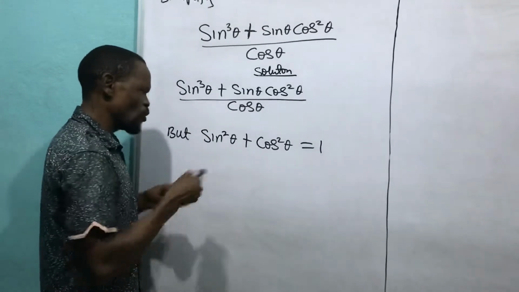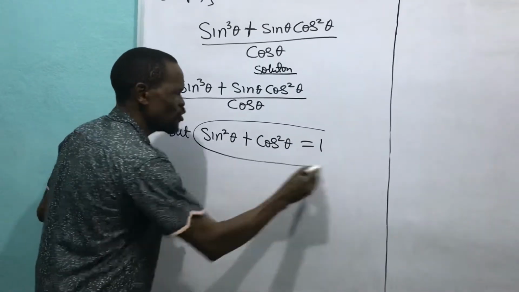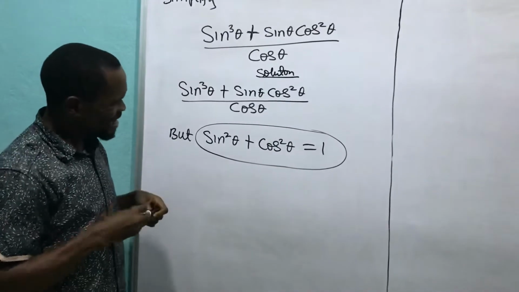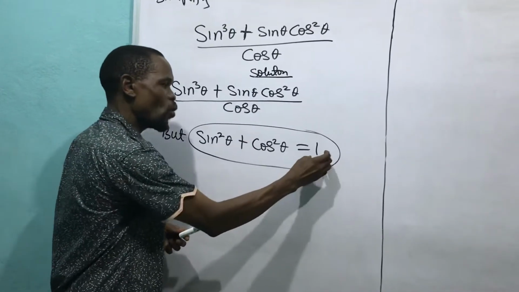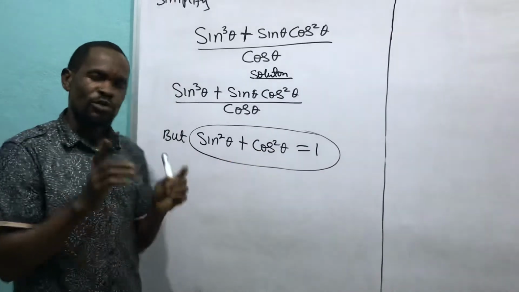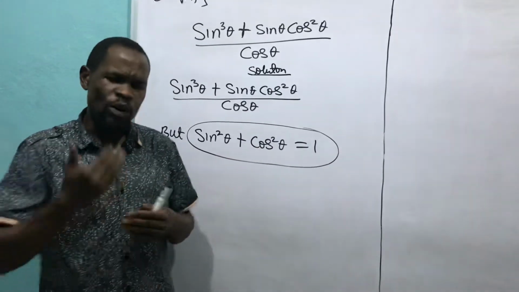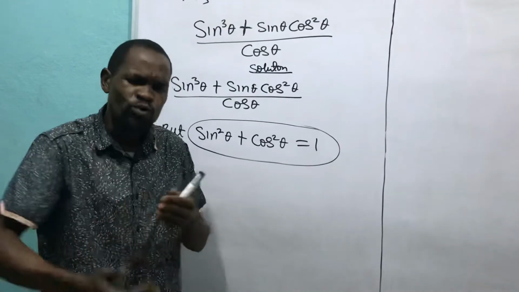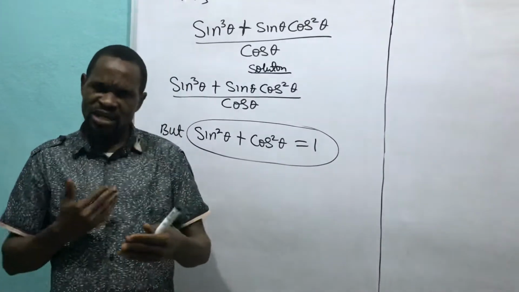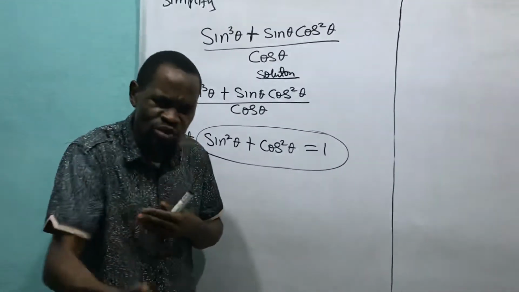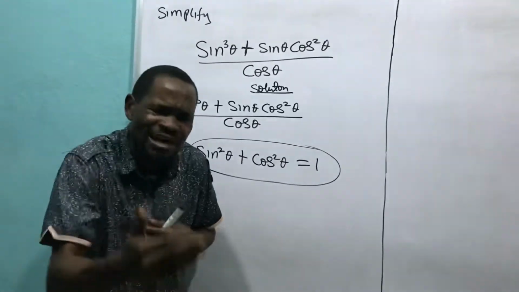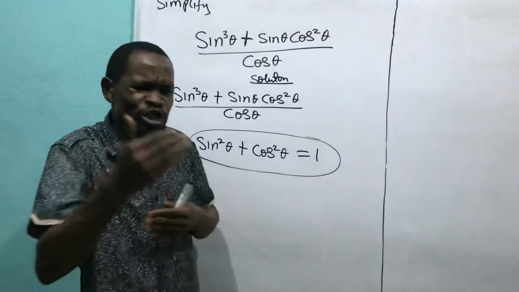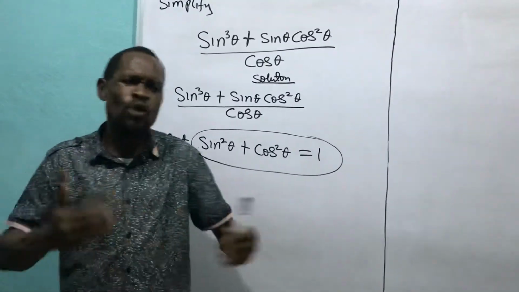This is the number one proof identity I'm going to draw for you today. It means this can be used to replace 1, or 1 can be used to replace this. When I say you are equal to me, whoever sees you has seen me, and whoever sees me has seen you. Just like Christ and God: whoever sees Christ has seen God, and whoever sees God has seen Christ. That's what I mean by equal.